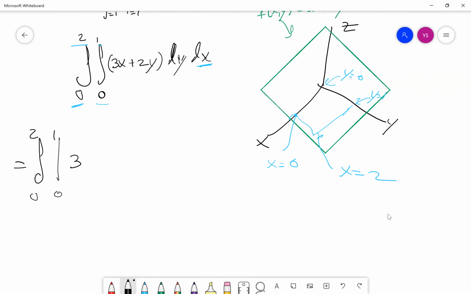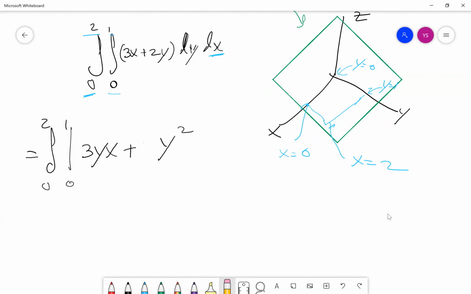So it's going to be 3yx plus 2y squared over 2. So this 2 can disappear. Right? So that's the antiderivative of this thing with respect to y. And then we recall that there's still a dx to deal with, and that would be the antiderivative with respect to x. Any questions so far?